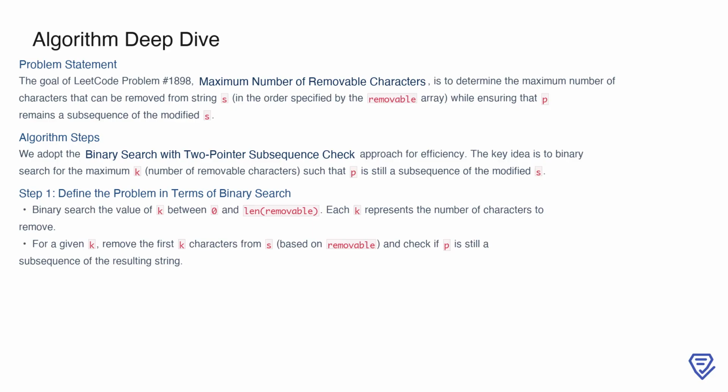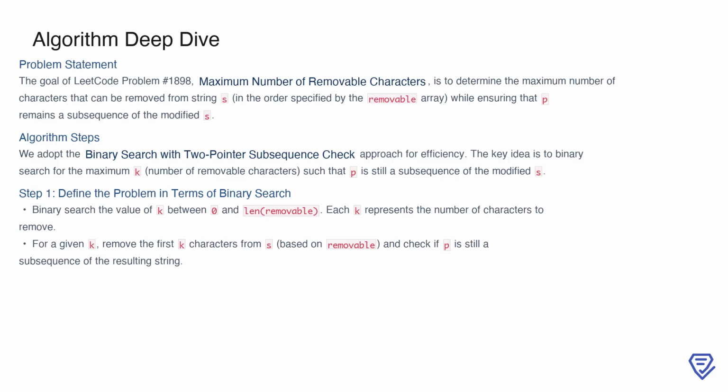In this problem, we aim to determine the maximum number of characters that can be removed from the string s, following the order specified by the removable array, while ensuring that p remains a subsequence of the modified version of s. A subsequence is formed by deleting 0 or more characters from a string without changing the order of the remaining characters. To solve this efficiently, we use a binary search combined with a two-pointer approach to check for subsequences. The key idea here is to binary search for the maximum value of k, where k represents the number of removable characters, such that p still remains a subsequence of the resulting string.